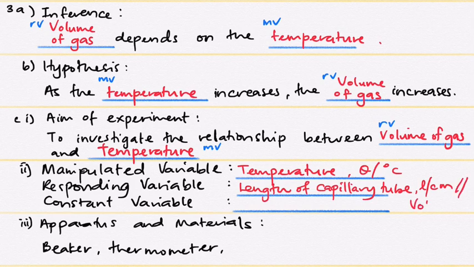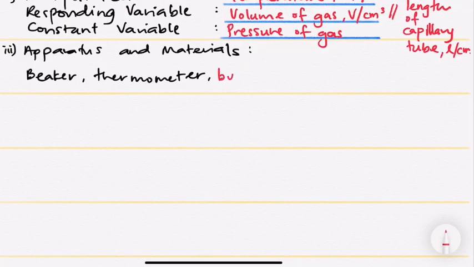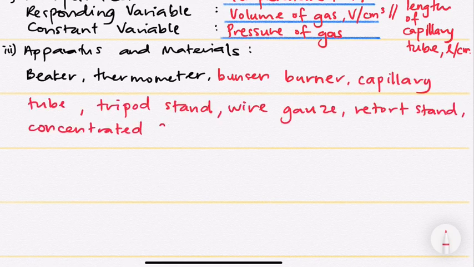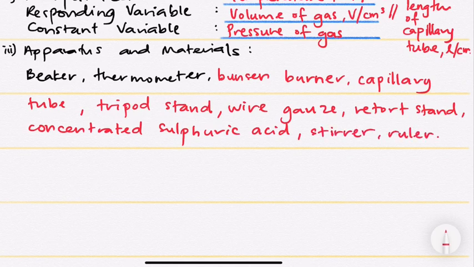centimeter cube. And for a constant variable, you can write down the pressure of gas, or you can write down the mass of the gas. Because from the diagram given, it shows that we use the same ping pong ball. And I hope by now you already know that this experiment is about Charles' law. For the list of apparatus and materials, make sure that you don't miss any apparatus or materials which are suitable for this experiment, because only 1 mark is provided for this question.